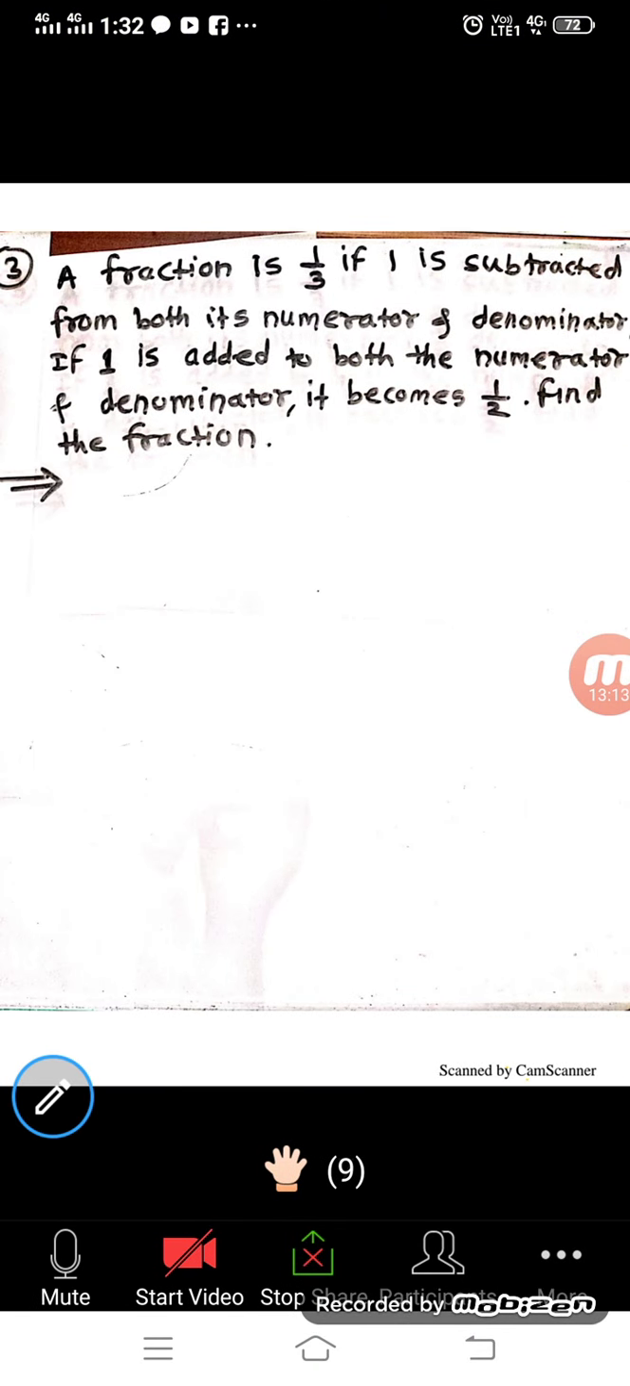A fraction is 1 by 3 if 1 is subtracted from both its numerator and denominator. If 1 is added to both the numerator and denominator, it becomes 1 by 2. Find the fraction. First, you understand the meaning of this word. A fraction is 1 by 3 if 1 is subtracted from both its numerator and denominator.